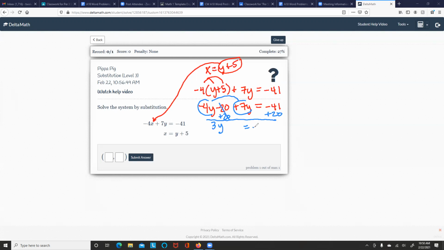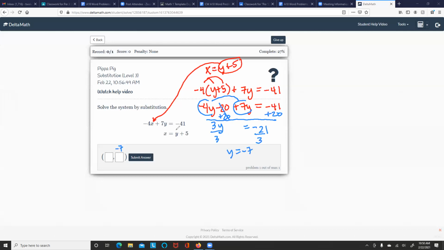-41 minus 21 is -21. When I subtract 41 from 21, I get 21. 41's bigger, so we get a negative. Divide by 3, so y equals -7. Okay, we found our y is -7.